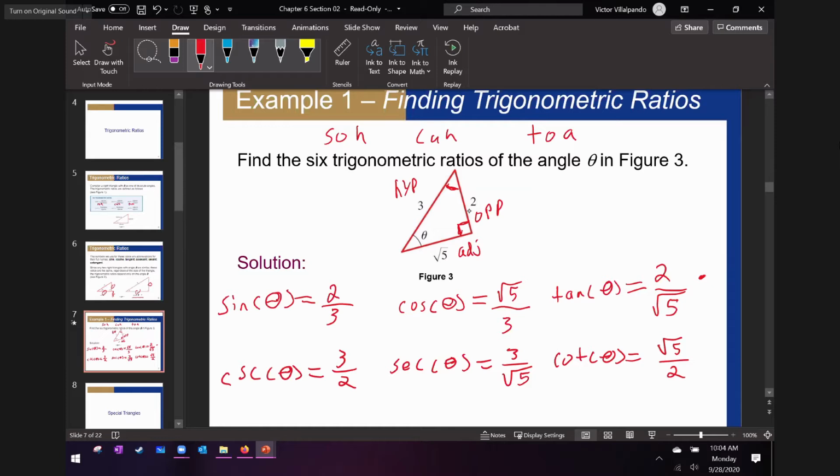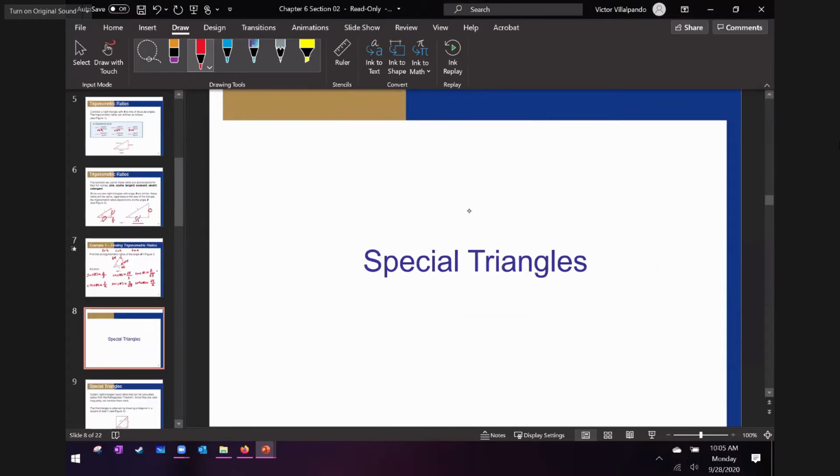So this is a good exam problem. See if you can come up with the 6 trigonometric ratios here. Not bad. If you were asked to do that, I think this would be fairly easy. A few minutes just to come up with these 6 ratios. Nothing too serious. Now we have our special triangles.